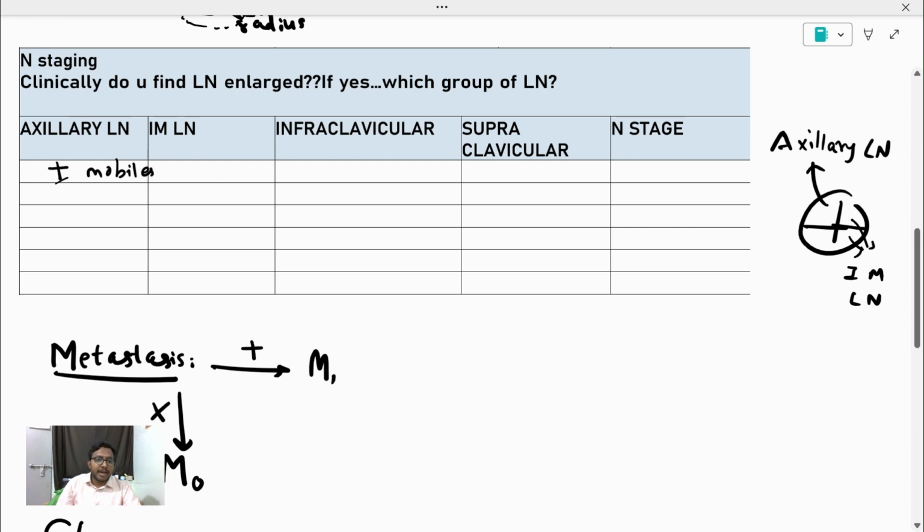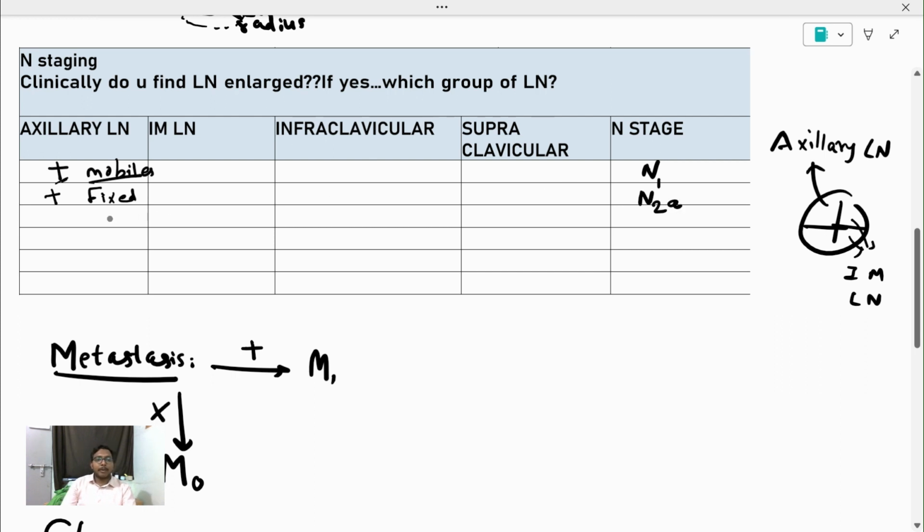Only if they are enlarged or not, and whether they are mobile or not, freely mobile or not. So it will constitute your N1. Then let's say, for example, you have enlarged lymph nodes, but they are fixed lymph nodes. So all the lymph nodes are fixed. So they will constitute your N2A.